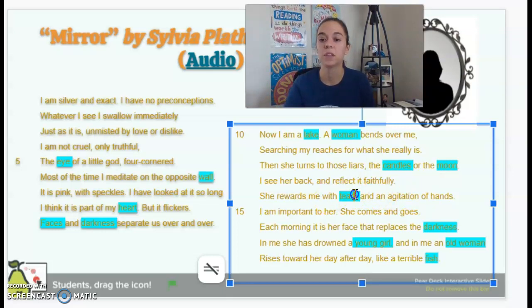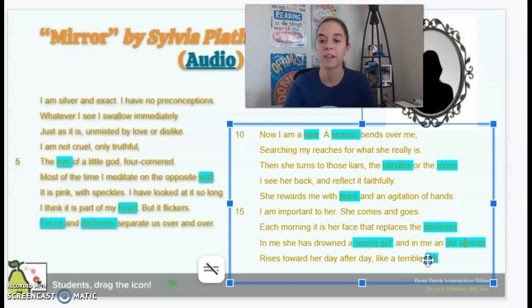Okay? She rewards me with tears. I think that can represent emotion, sadness, struggle. And then here again we have that darkness piece, so it replaces the darkness. So in this case we're seeing the darkness as something that can be worked through. The juxtaposition between a young girl and an old woman I think symbolizes transformation. The fact that you see yourself every day and the mirror is the one tracking that.